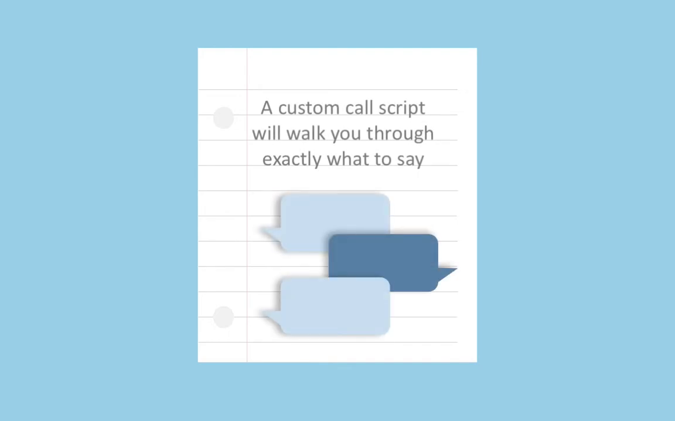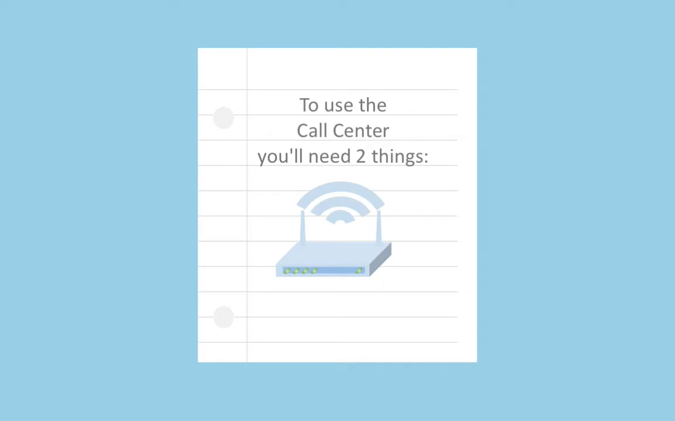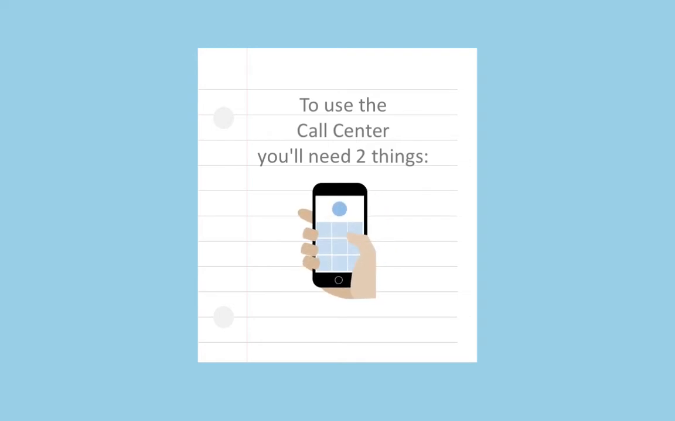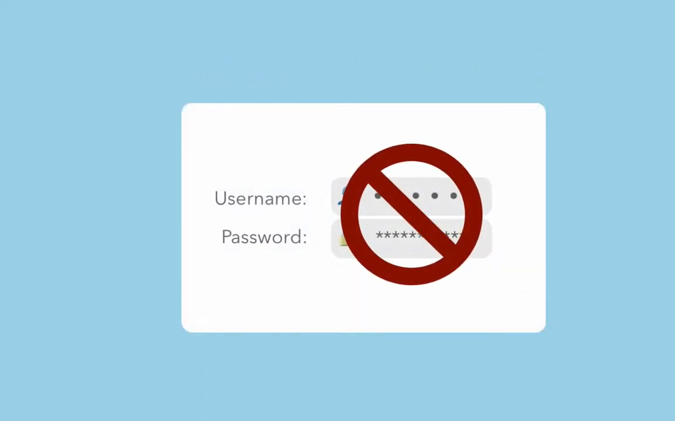We'll walk you through how to get started, but first, to use the call center, you'll need two things. 1, a solid internet connection. The call center won't work if you're offline. 2, a telephone to make the calls. The call center doesn't dial or connect people. You'll have to dial the numbers yourself using your cell phone or landline. Things you won't need? You won't need a username or password or any special training.